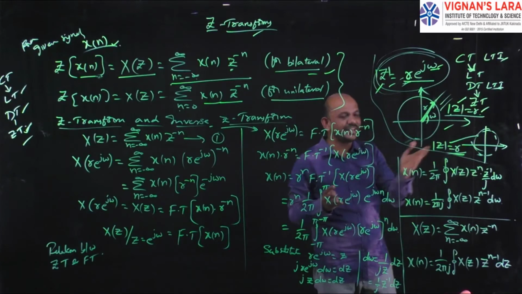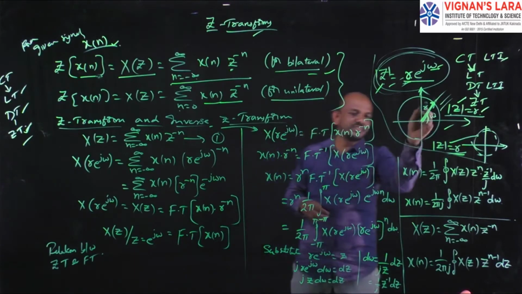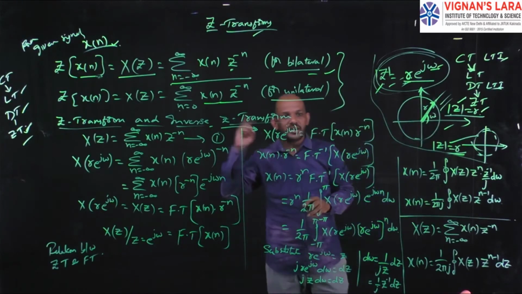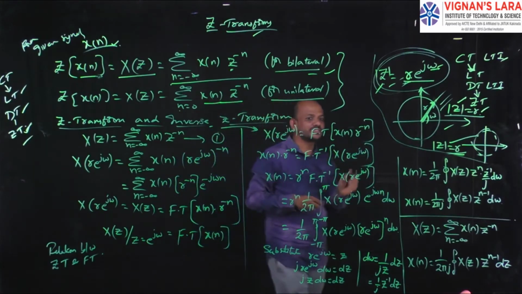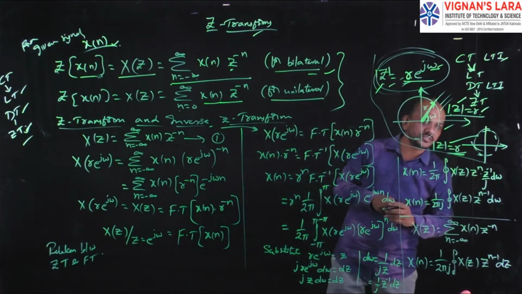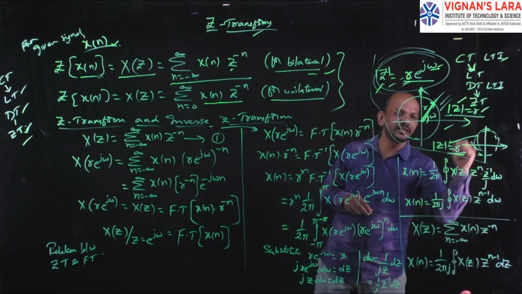If mod z is less than r, then the ROC is inside the circle. Whereas in the Laplace transform we have strips of lines parallel to the j omega axis, here we have circles with radius r. Generally, for r equal to 1 we go for the unit circle.